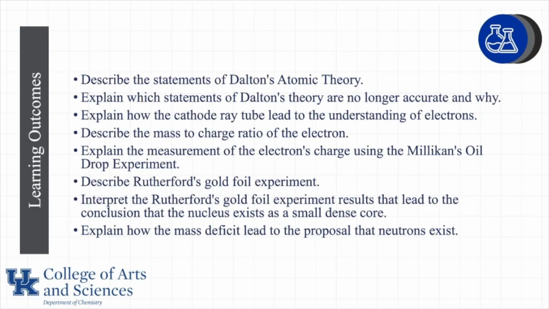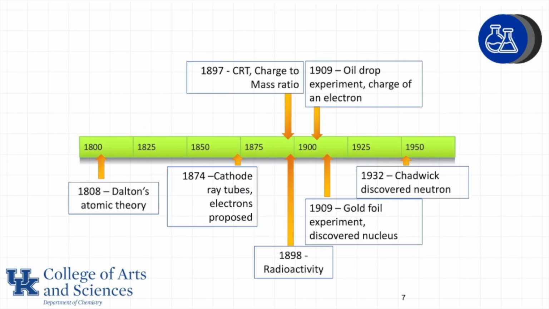In this lesson, we're going to look at Dalton's atomic theory as well as some of the other experiments that were used to understand the structure of the atom. We're not going to go into a lot of detail on these, but just give you a bigger picture and a timeline of how this all occurred. If we look at a timeline starting back in the early 1800s when Dalton's atomic theory was proposed, we can look through time up until about 1932 when the last part of our modern atomic theory was discovered.